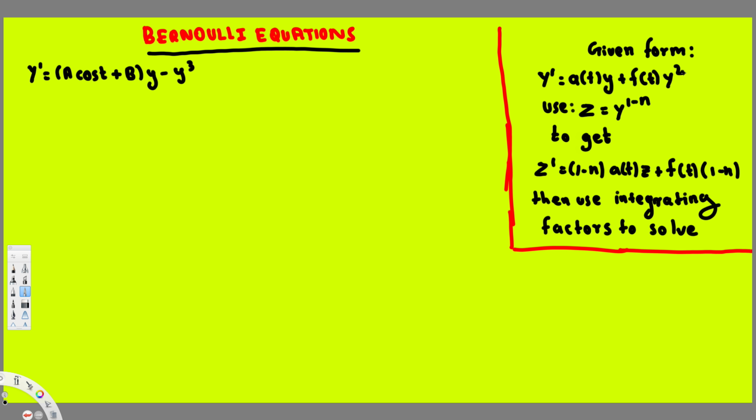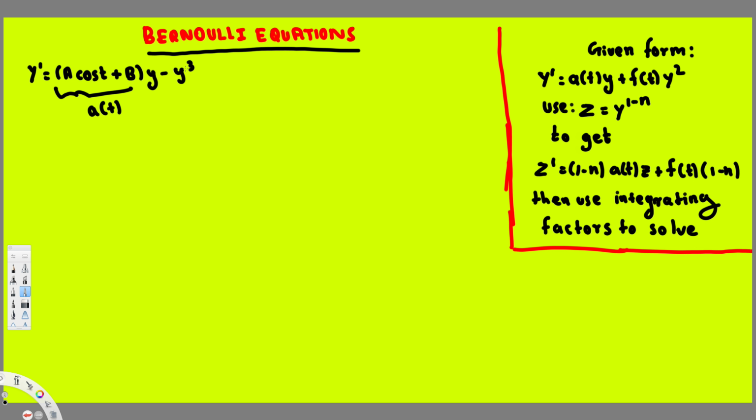Right? This power n should be greater than 0 or 1, and here we have that it is greater than 1, and y prime we have in standard form. Also a of t is going to be whatever the function is that we have before this y, and here that's going to be a cos t plus b. That's going to be our a of t. So let's note that one down. This is our a of t, and then we have to find f of t.